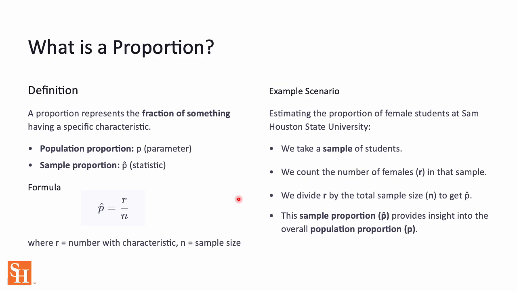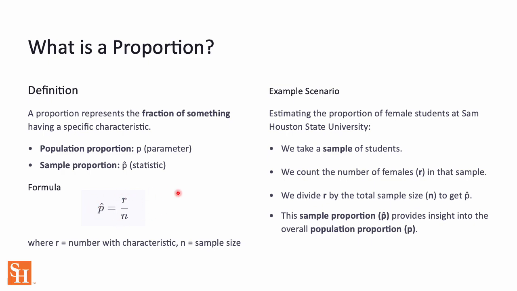For example, say we are interested in knowing the proportion of female students at Sam Houston State University. Then what is the R? Say we consider a sample. We took some of the students from the university, not all the students. These students are our sample, and in this sample we count the number of female students. Here R is the count of female students in the sample, and N is the sample size, the total students that we have considered. This ratio of the two is our proportion.